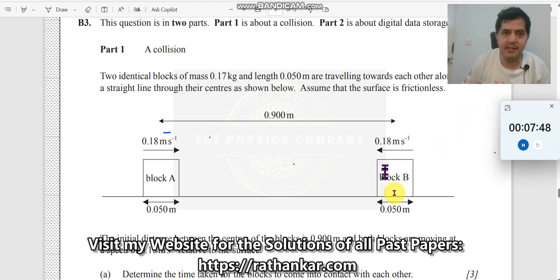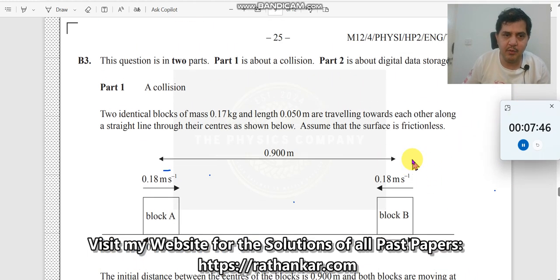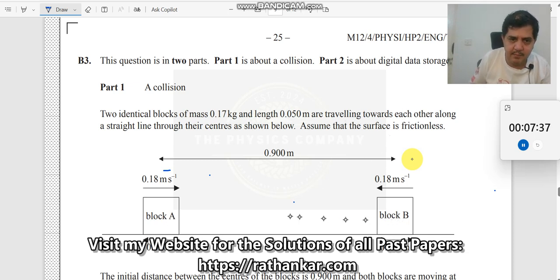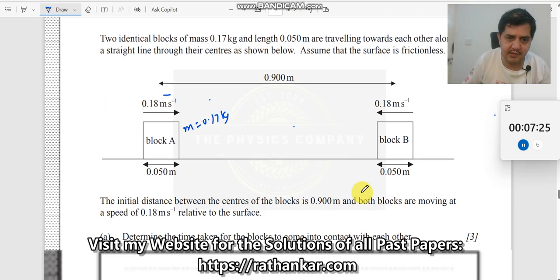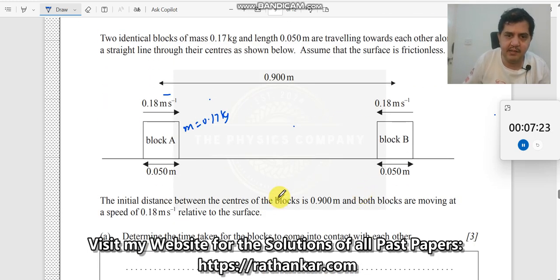So as you see here, two identical blocks of mass 0.17 kg and length 0.5 meters are traveling towards each other. One block A, one block B, both of them are traveling towards each other with the same speed. Mass is 0.17 kg, and the distance between them is 0.9 meters. Assuming the surface is frictionless, the initial distance between the centers of the blocks is 0.9 and both blocks are moving at the same speed.